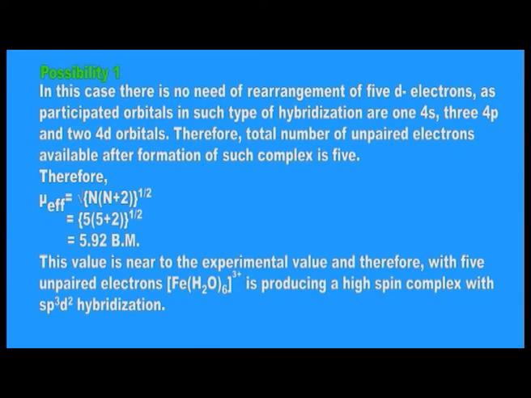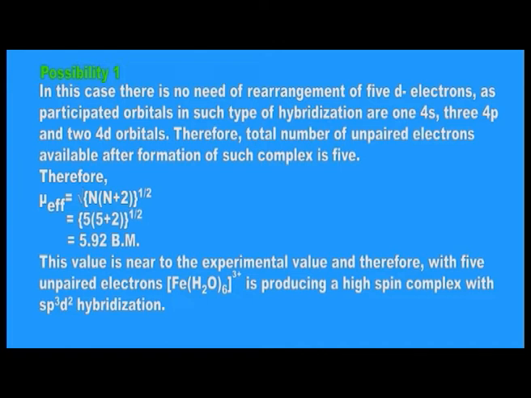The next option is sp3d2 hybridization by central metal ion orbitals. In this case, there is no need for rearrangement of the 5 d electrons, as the participating orbitals in this type of hybridization are one 4s, three 4p and two 4d orbitals. Therefore, the total number of unpaired electrons available after formation of such a complex is 5.